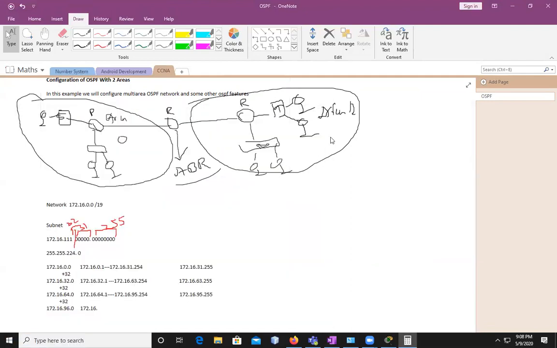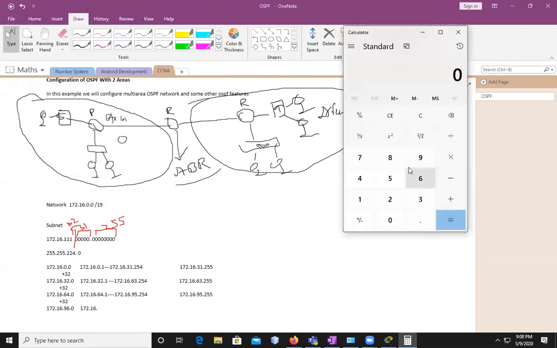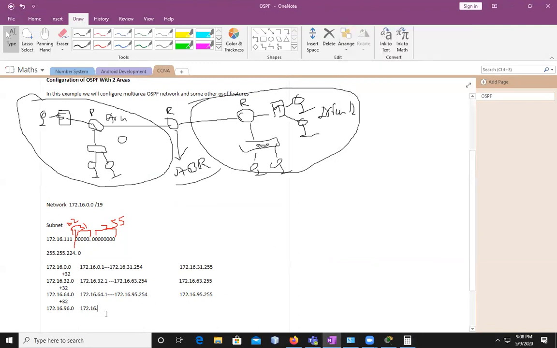127. I will use the calculator here to cross-check it. 96 plus 31 equals 127. So the broadcast is 127.255. Then the range will be 172.16.96.1 up to 172.16.127.254. That's the range.